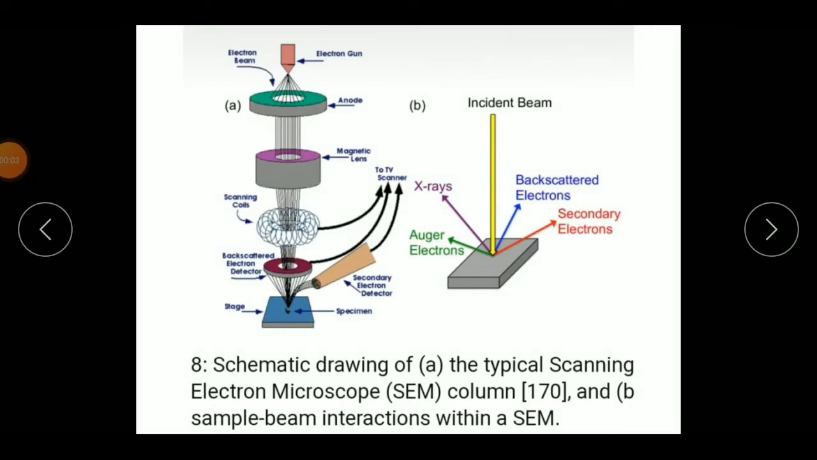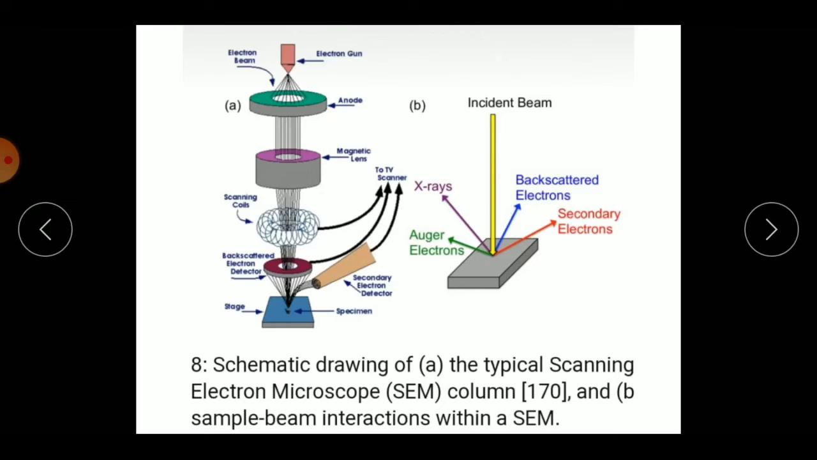Scanning electron microscope or SEM is an instrument which will produce a magnified image by scanning the surface of the sample by electrons. Here you can see in the microscope you will have an electron gun which will produce a high energy beam of electrons. This beam of electrons will pass through the anode and then pass to the magnetic lens, scanning coil, and then it will strike on your specimen which is kept on the stage. That means your electron beam will follow a vertical path and then it will strike on the specimen.